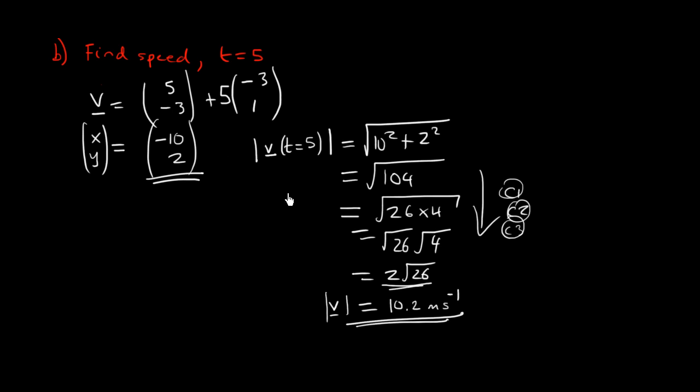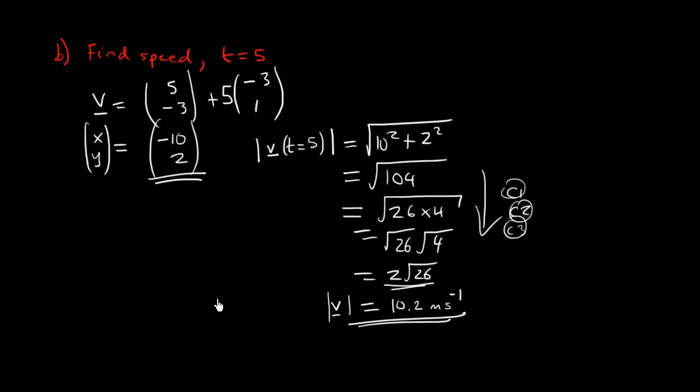I had already done this and the recording came out strange, so I'm just doing the voiceover again because I didn't want to rewrite it all again. Basically, part B was quite easy, so that was okay. And we had that the velocity vector at t equals 5 was then (-10, 2).